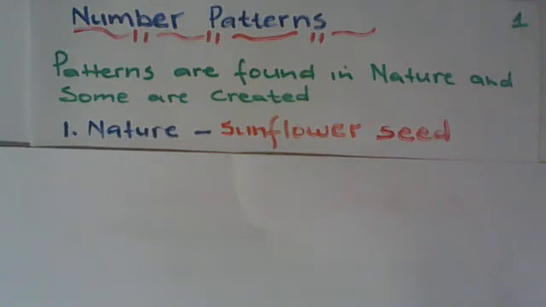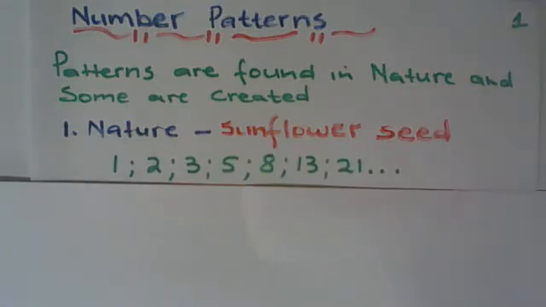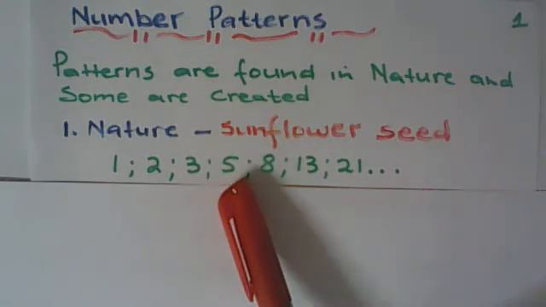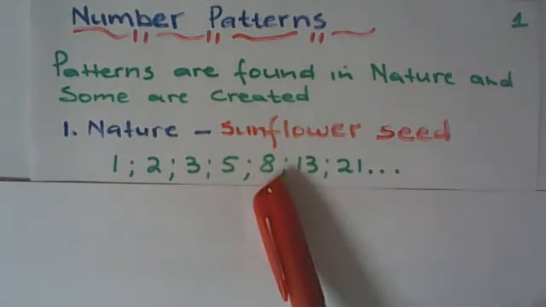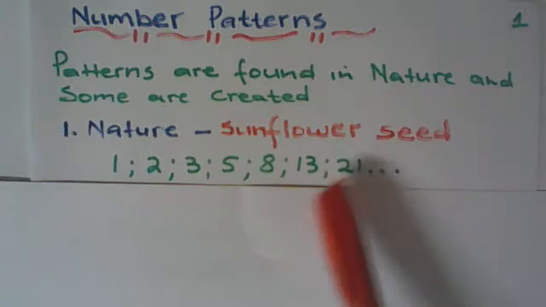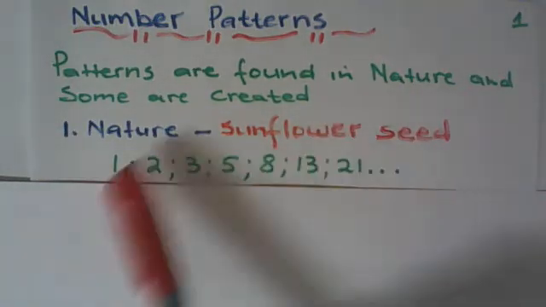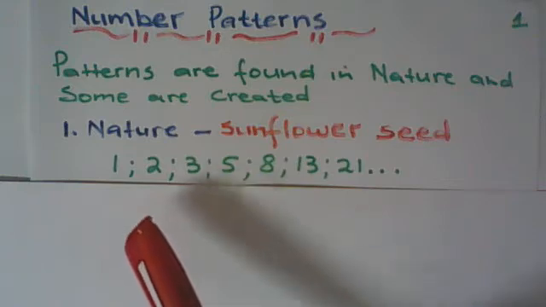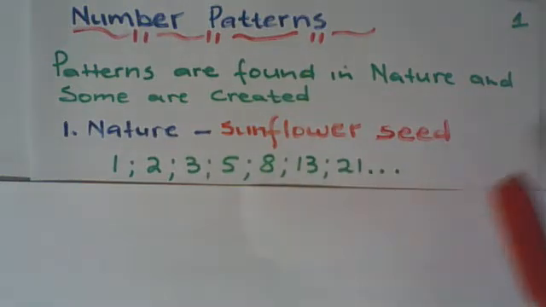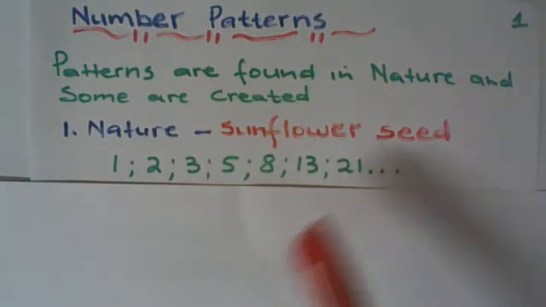Now, in nature, as I've said, we get sunflower seeds, patterns of the flower, that is the petals, the number of petals. And then here we have 1, 2, 3, 5, 8, 13, and 21. If you look at these numbers, there is a pattern that is followed in order to have successive numbers.